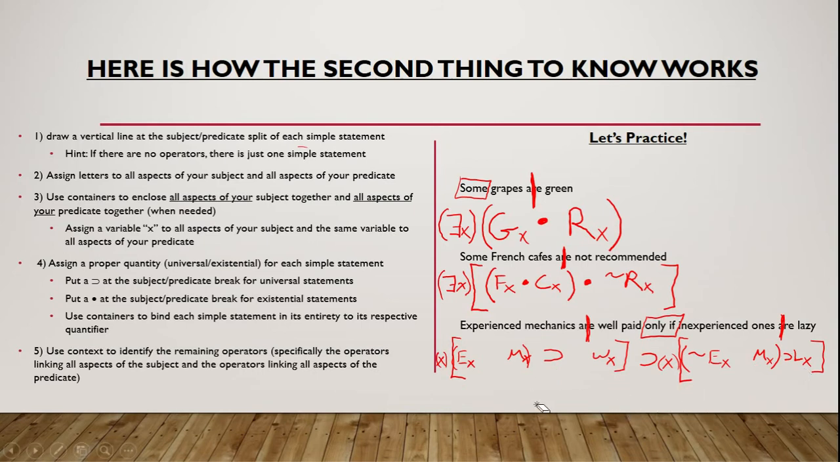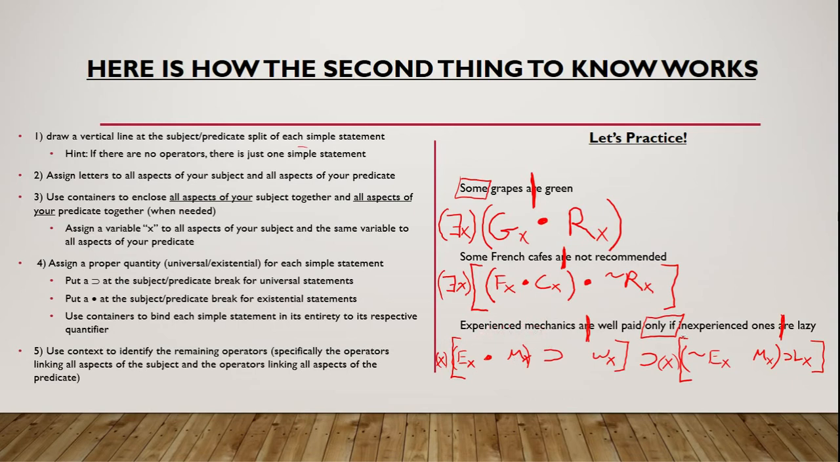Then we need to use context to identify the remaining operators, specifically operators linking all aspects of the subject and the operators linking all aspects of the predicate. So here we need to link the experienced and mechanics, figure out what operator connects those. And that seems straightforward to me. That person is experienced and that person is a mechanic, so we're going to use a dot there. It's not that they're either experienced or they're a mechanic. It's not if they're experienced, then they're a mechanic. It's that they're experienced and they're a mechanic, so an experienced mechanic.